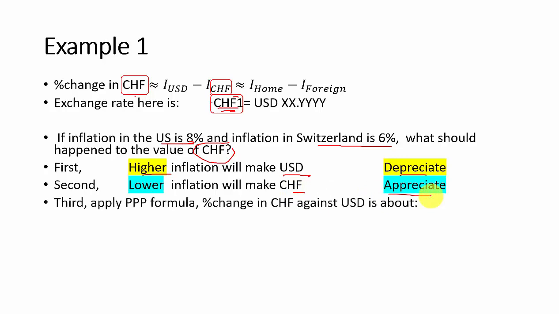Now let's apply the formula and calculate the percentage change of Swiss francs. So we know that the percentage change in Swiss franc equals expected inflation in the US, which is 8%, minus expected inflation in Switzerland, which is 6%, so 2%. What does this tell you?